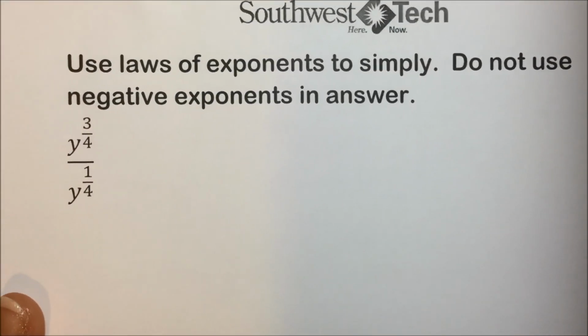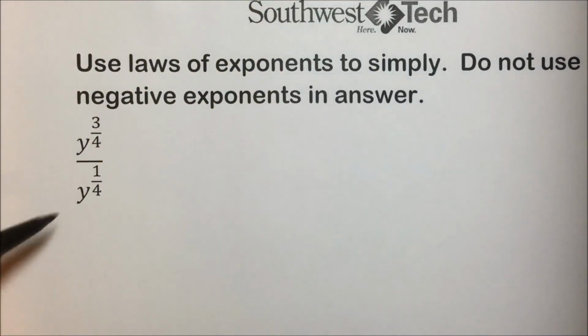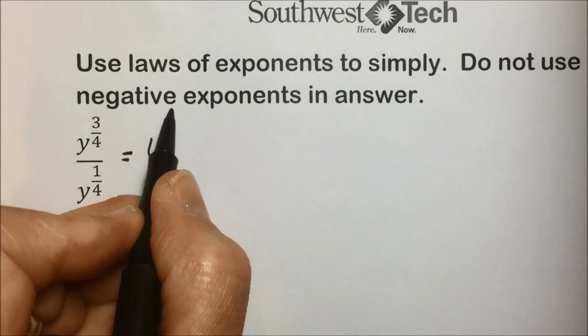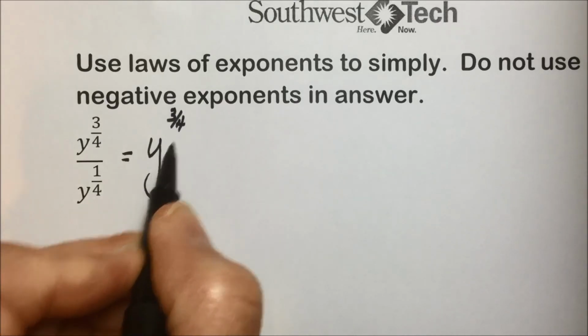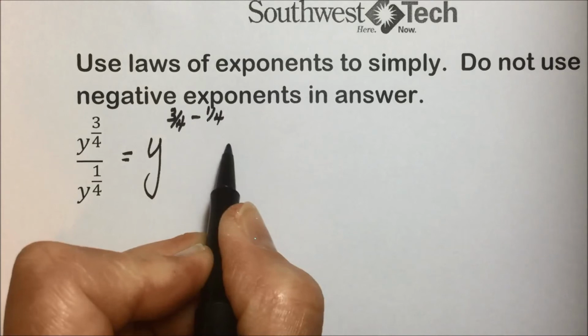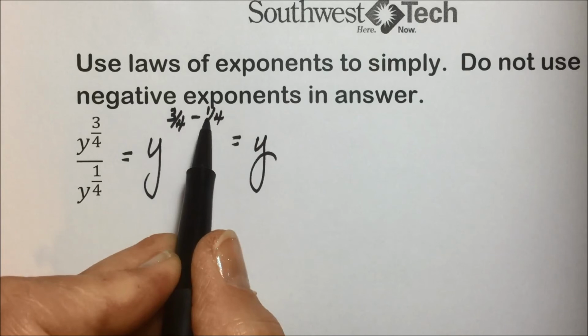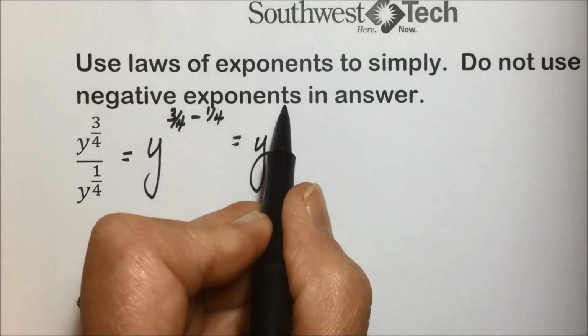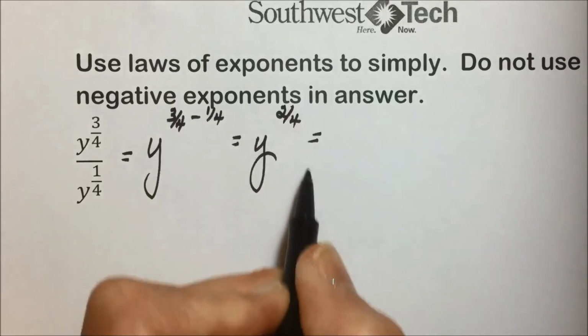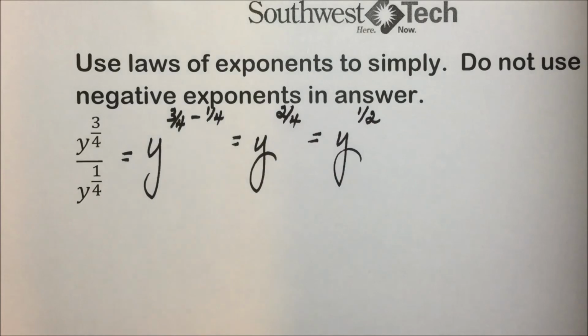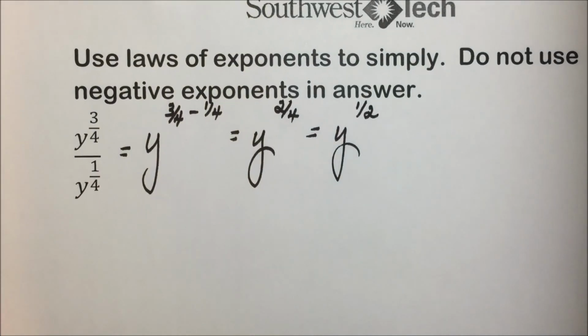A couple more examples. Here we have common bases with a division, which means we will subtract our exponents. We will have 3/4 minus 1/4. Good news, we have common denominators, so we can subtract the numerators. 3 minus 1 leaves us with 2/4. And anytime you're working with a rational expression and can reduce, by all means do that. So we ended up with y to the 1/2 as a simplified rational exponent form.